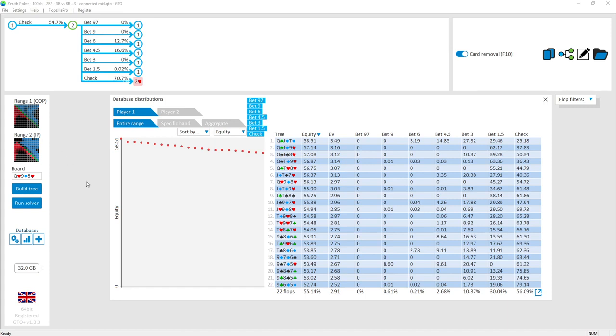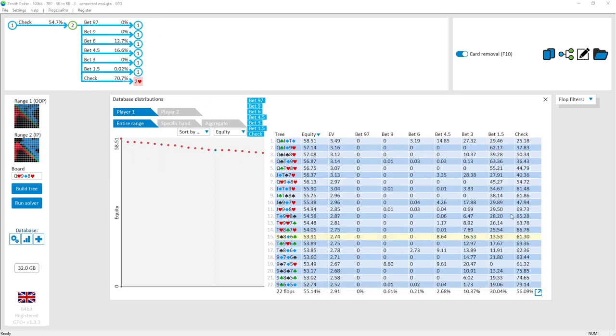Today we'll be continuing our discussion of small blind versus big blind 2-bet pots, and we'll specifically be looking at the turn probe and river probe lines in the connected mid board type. So as we remember from the last lecture, the check through line is very common on the flop.